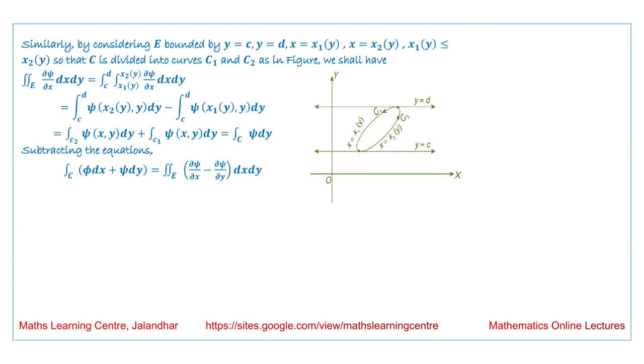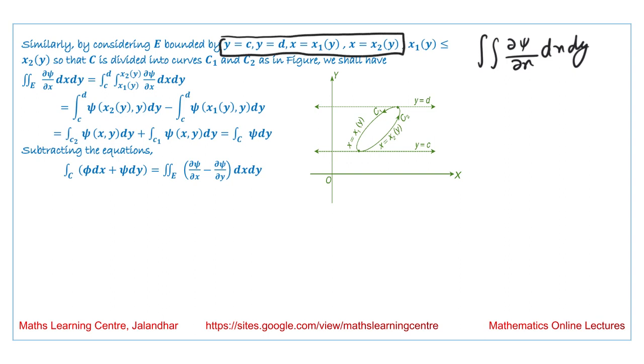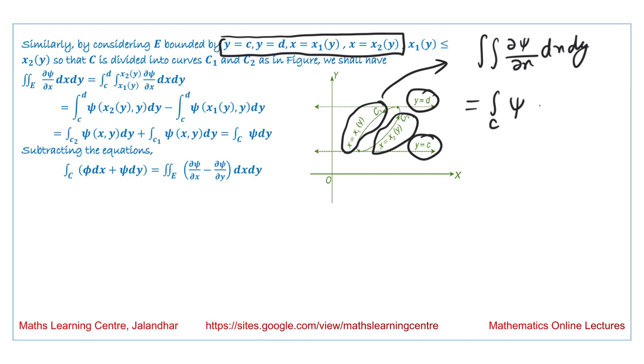Similarly, if we calculate the value of the double integral of ∂psi/∂x dx dy, now we are considering y equal to c. The region we are considering is bounded by y equal to c and y equal to d, and the curve C1 is x equal to x1(y) and curve C2 is x equal to x2(y). Now if we calculate the value of this term, the answer we obtain is the integral over C of psi dy. These calculations are similar to those we did in the previous case.